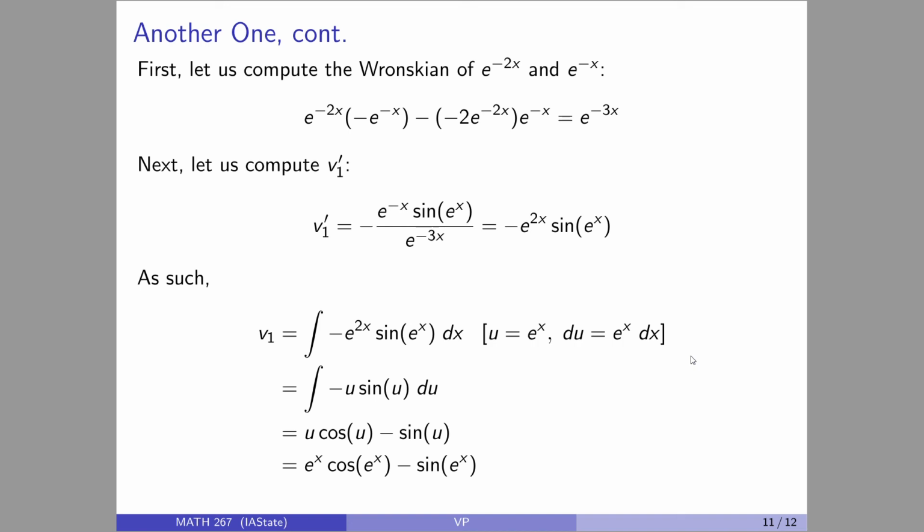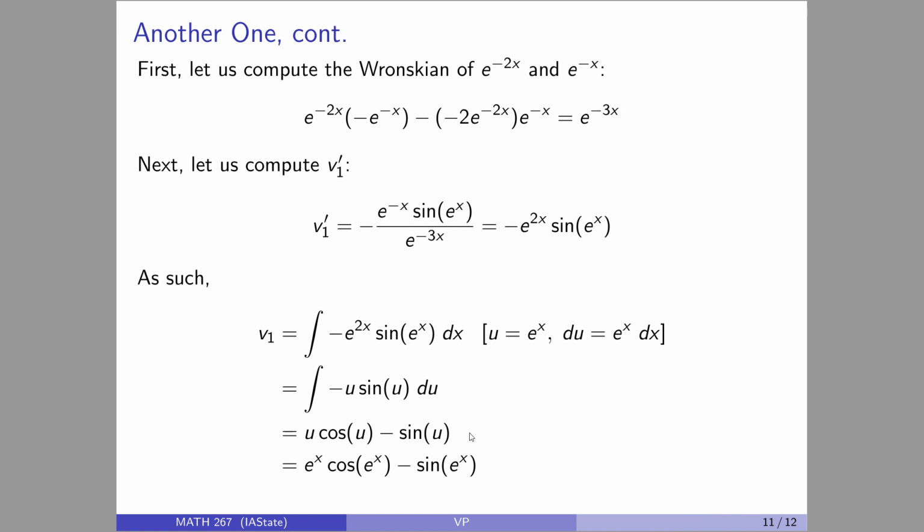If you let u equal e to the x, well then du is e to the x dx. So we'll have sine of u. We have e to the 2x, which is e to the x times e to the x. So one of the e to the x's gets removed for the du, and the other one is just u. So it's the integral of negative u sine of u du. I spared the details on that, but that's just an integration by parts. That turns out to be this.